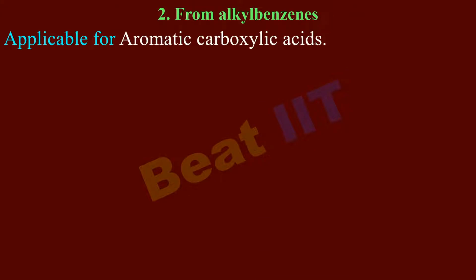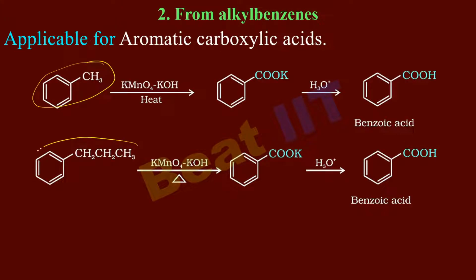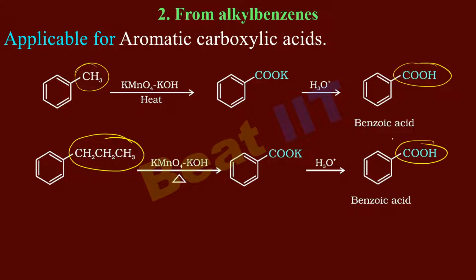The second one is from alkyl benzene. Specifically because it is alkyl benzene, it is applicable for aromatic carboxylic acids only. We are using alkyl benzene, so obviously you cannot produce aliphatic carboxylic acids. So you have an alkyl group on benzene. What is specific about this preparation method? The specificity is that whatever alkyl group you have here, it will get converted to a COOH group. So remember, a common mistake students make.